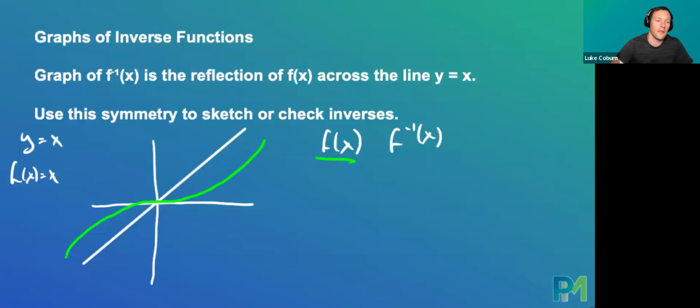Okay. That will mean that f inverse of x will be like this, a perfect reflection in that line. Okay. So that's basically everything that you need to know for that topic. Hopefully I didn't go on too long there.